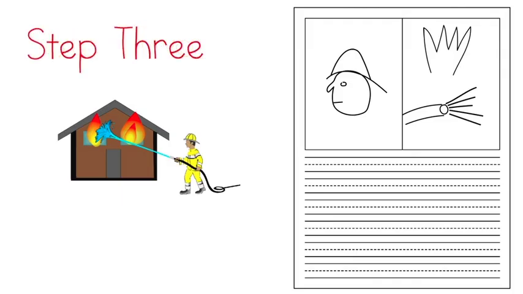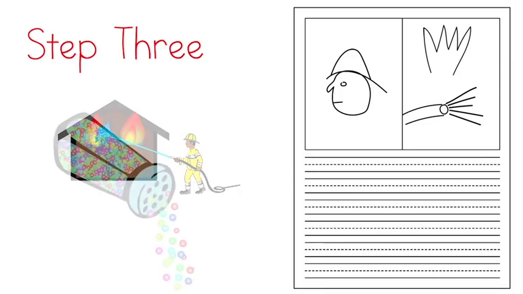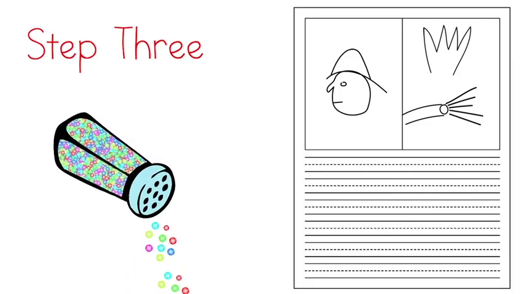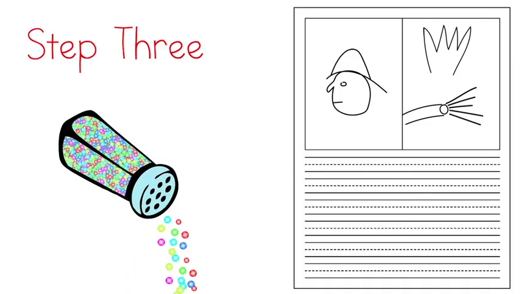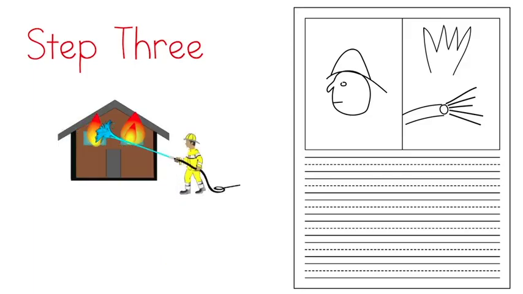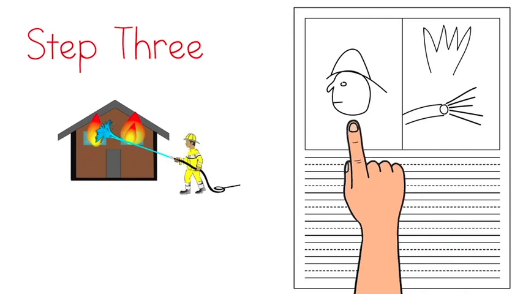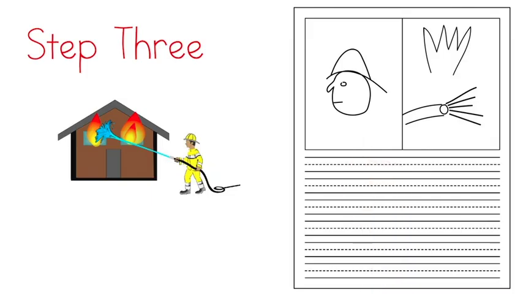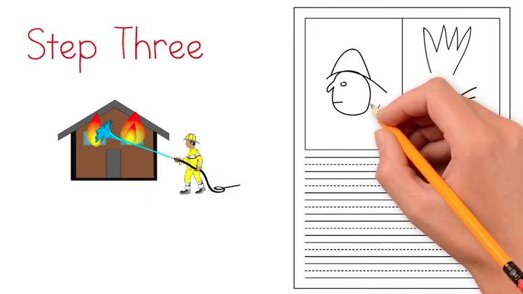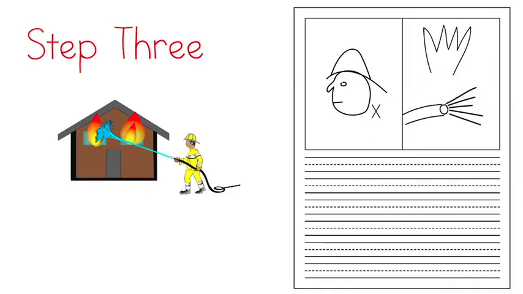Step 3. Add fancy words. The magic shaker reminds us to add fancy words to the important parts of a sentence. Go to each box. Put an X on who or what you think is important to the sentence. The firefighter. Firefighter is important because that is who the sentence is about. Put an X by him.